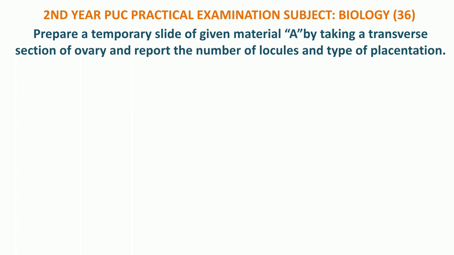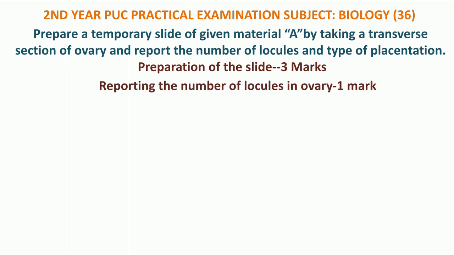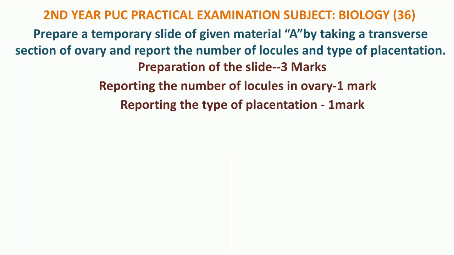And one more question related to the first question: Prepare a temporary slide of the given material A by taking a transverse section of the ovary and report the number of locules and the type of placentation. If a student gets this question in the lottery system, only then should you write this answer. The scheme of valuation is: for the preparation of a slide, 3 marks; for reporting the number of locules in the ovary, 1 mark; for reporting the type of placentation, 1 mark.